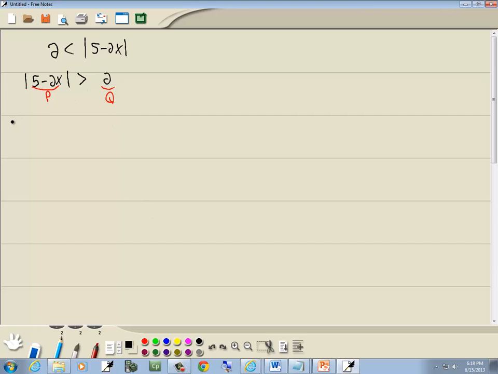Now, it's a greater than, which means this is case 2. And our formula says P is less than negative Q, or P is greater than positive Q. Now, everywhere we have a P, we'll plug in 5 minus 2x, and everywhere we have a Q, we'll plug in 2. So we've got 5 minus 2x is less than negative 2, or 5 minus 2x is greater than a positive 2. Now, we want to solve for x, so let's start with this first inequality.